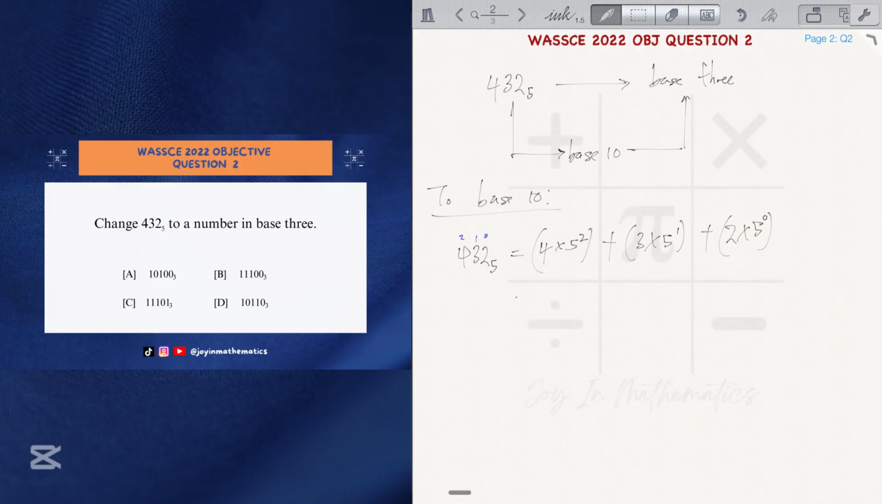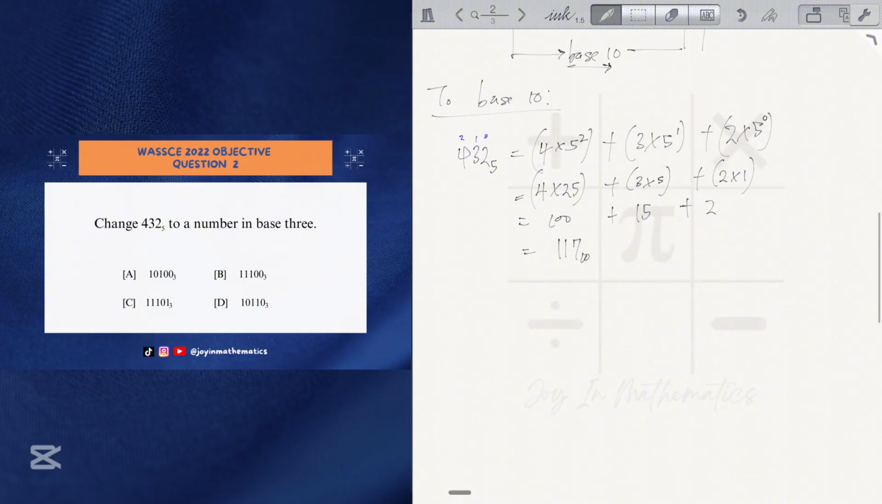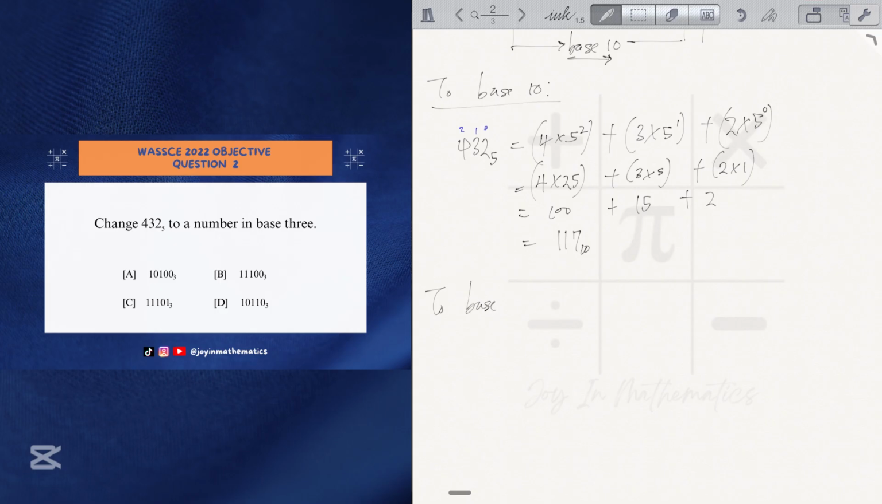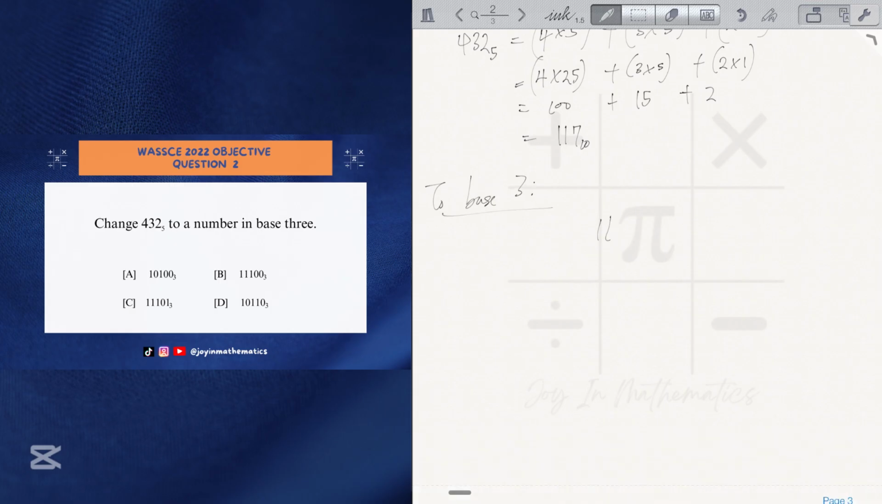Let's simplify further. This will result into 4 multiplied by 25 plus 3 multiplied by 5 plus 2 multiplied by 1, because anything raised to the power of 0 is 1. Simplifying further, this will have 100 plus 15 plus 2, and we will have 117 base 10. Now we have converted to base 10. The next phase is to move it to base 3. To move to base 3, we're going to use the long division method from base 10 to base 3.